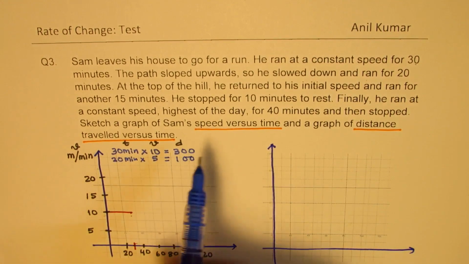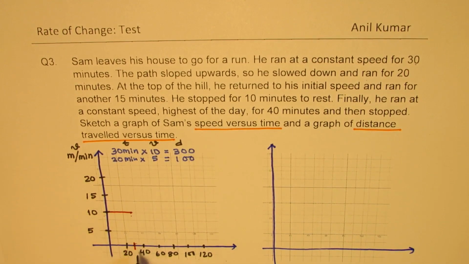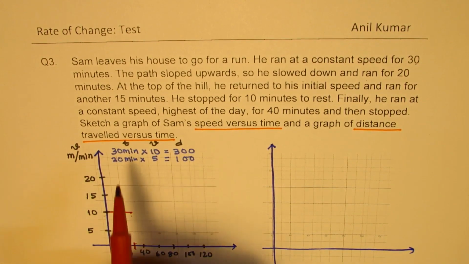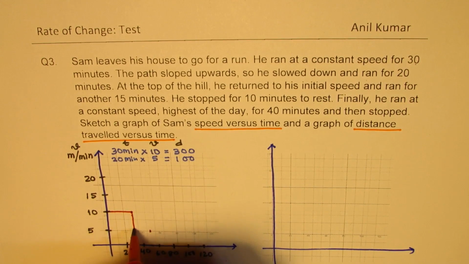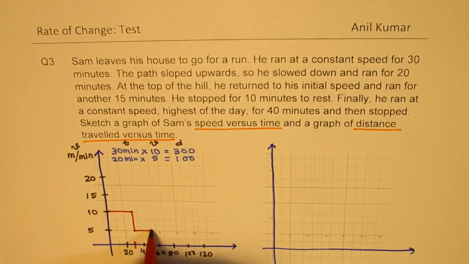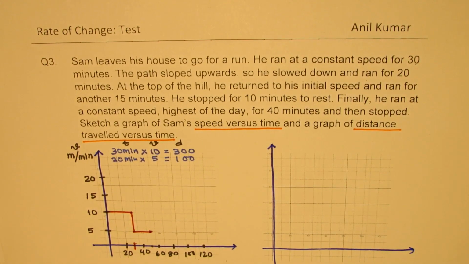Correct? Now, as far as these times are concerned, easy to calculate for us. We have now the speed for 20 minutes. That means total time is 50. So here we are at 50. And that is where it ends. So we can say this comes down to this level. Correct? So we are at 50.